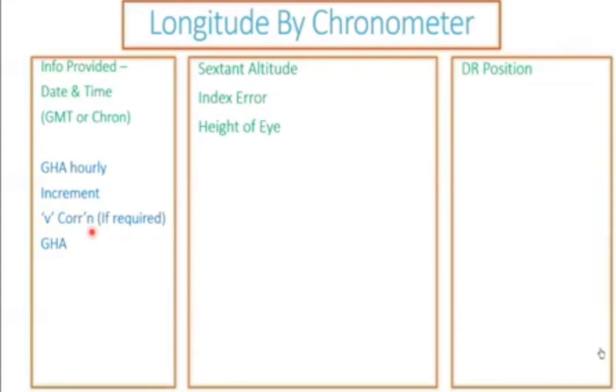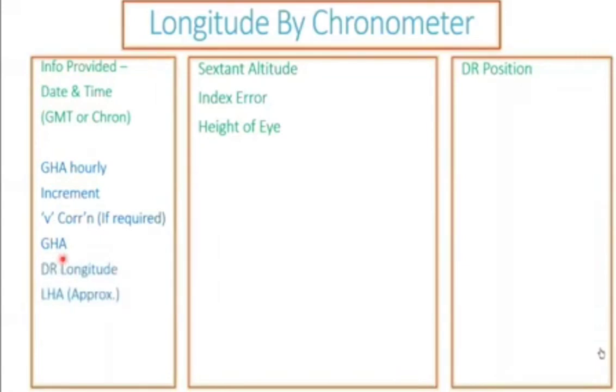However, in most of the pages in the 1992 almanac, selected pages which we have, the V correction for Venus is negative. For all other bodies, the planets Mars, Jupiter and Saturn, as well as the moon, the V correction is always positive. So the increment is always added and the V correction is applied as per the sign. Once you do that, you will get the accurate GHA of the body. So this is the first step: we obtain the accurate GHA of the body.